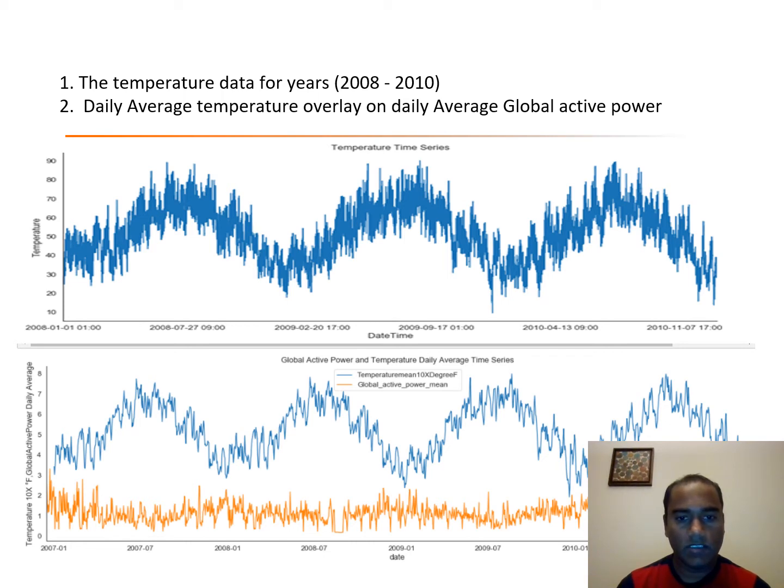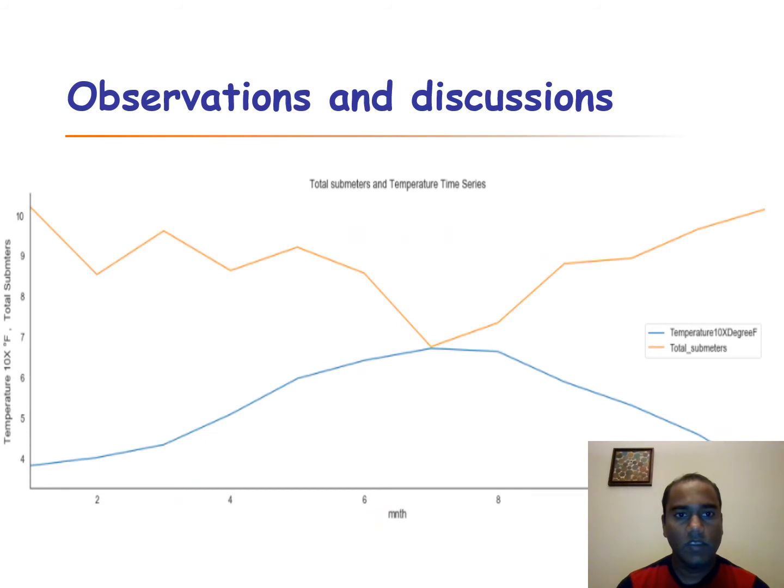So you can see the temperature and the global active power. In the summer months, where the temperature is high, the active power consumption is a little low. We will also see this in more detail in the next slides. So this is the observation part and the deep analysis. This is the monthly average of the temperature versus the total submeter readings.